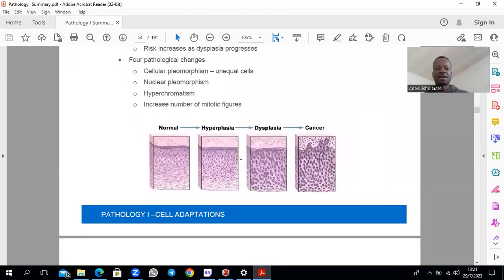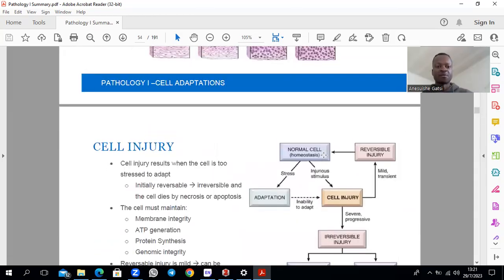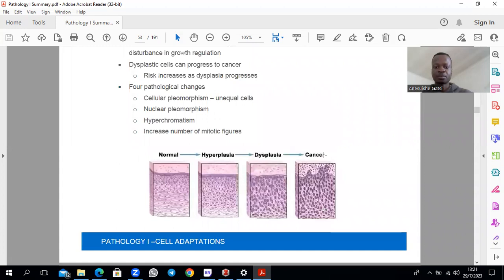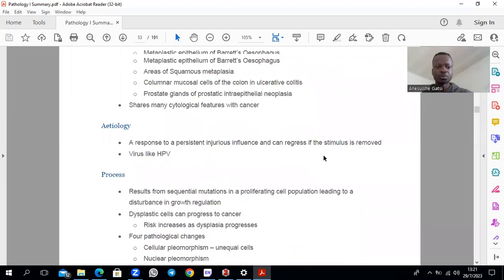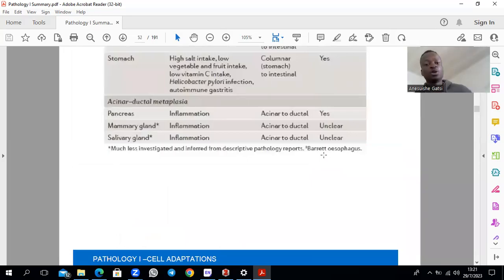You can have hyperplasia going to dysplasia, then cancer again. That's another form of neoplasia. I'd really like to talk about neoplasia in a separate talk, but it's also part of these cell adaptations, like I said earlier on. But this is now where we will think about the precancerous things, right?